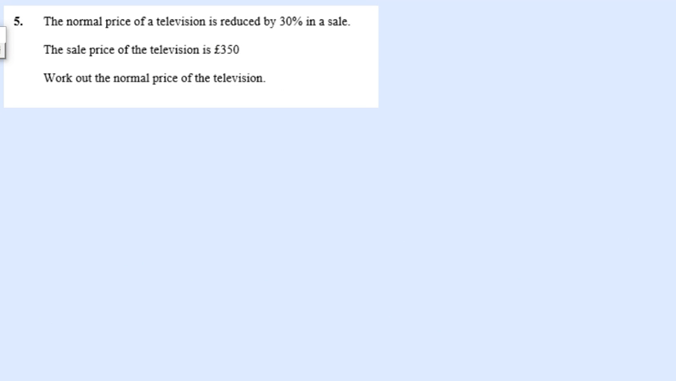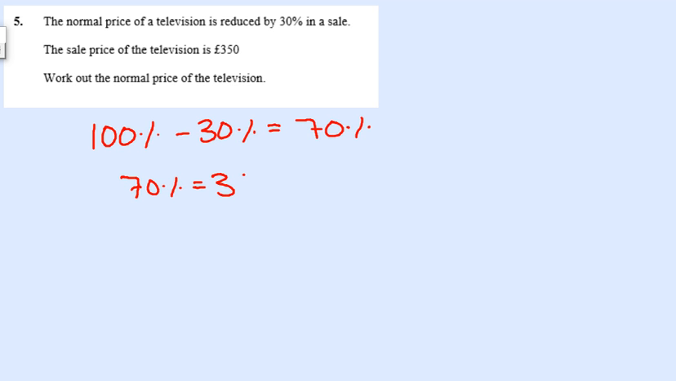Next question then, we've got a television that has been reduced by 30% in the sale. So if we'd have not been in the sale, we'd have paid 100% of the price. We've then took 30% off, which means that we are only paying for 70% of the value of the TV. So 70% is equal to 350, and then your goal is to figure out the original price, which would have been 100%. So you need to think about how do you get from 70 to 100.